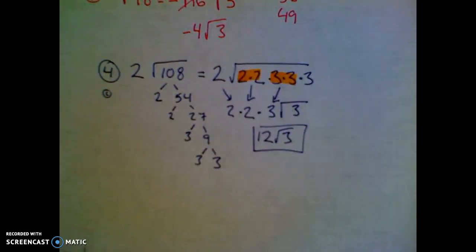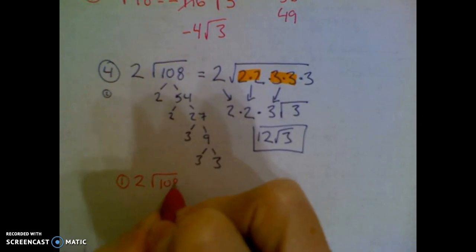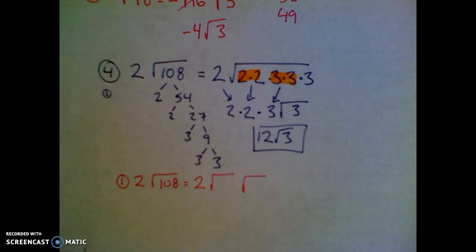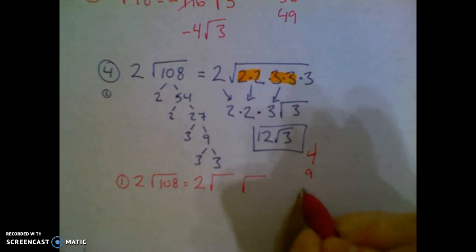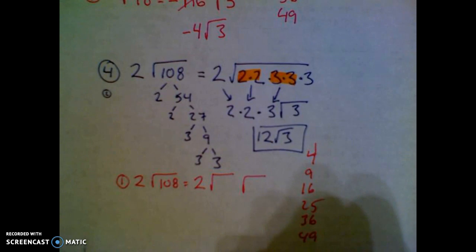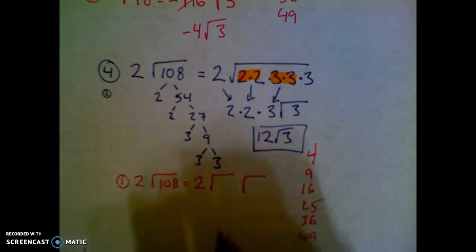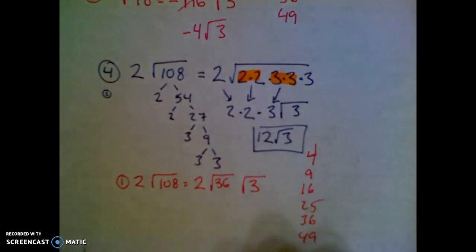So that's my answer using method 2. I'm going to do this also using method 1. Well, 2 root 108 is the same thing as 2 times, with 2 radicals multiplied together. Then you've got to go through your list again, 1, 4, 9, 16, 25, 36, 49, and try to figure it out. If you go through your list, you'll figure out that 36 is a perfect square that goes into 108 evenly. So it's going to be 36 times 3.